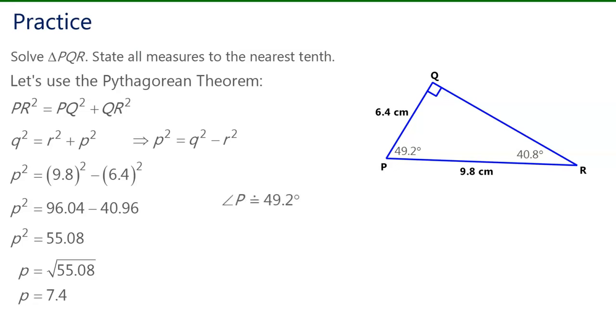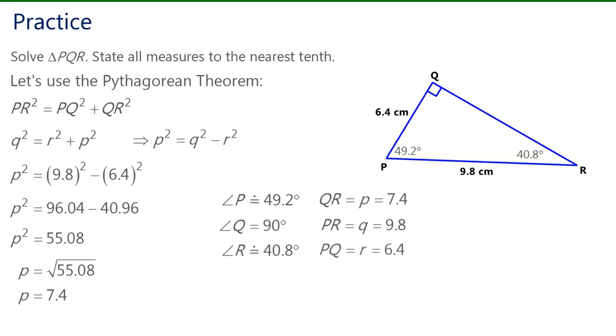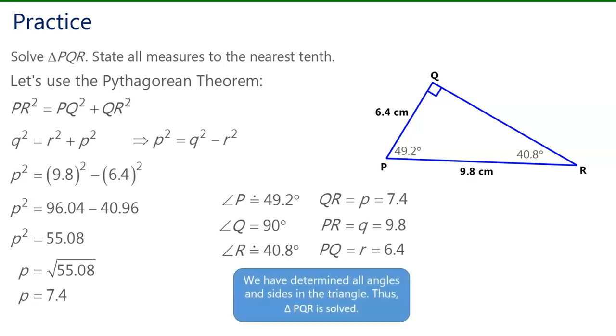So now we have angle P is approximately 49.2, angle Q equals 90 degrees, angle R is approximately 40.8 degrees. QR or little p is 7.4, PR or little q is 9.8, and PQ or little r is 6.4. We have determined all angles and all sides in the triangle, thus triangle PQR is solved.